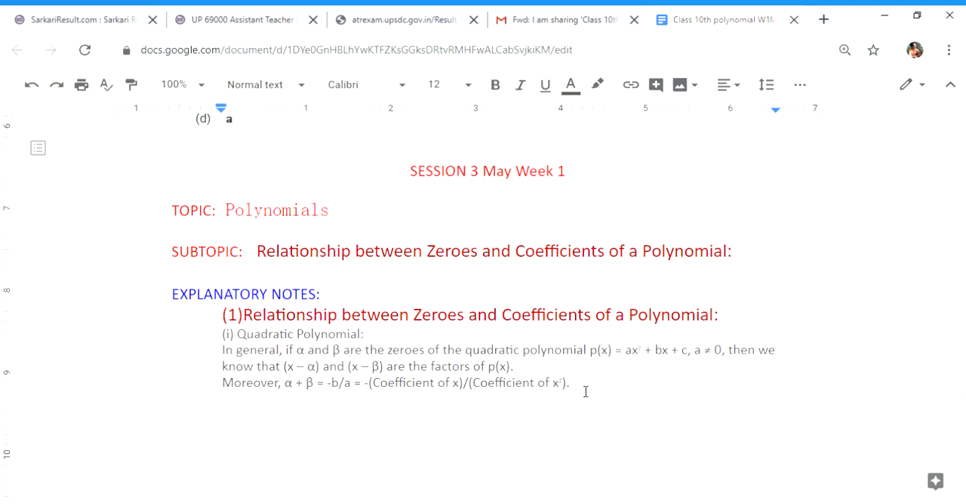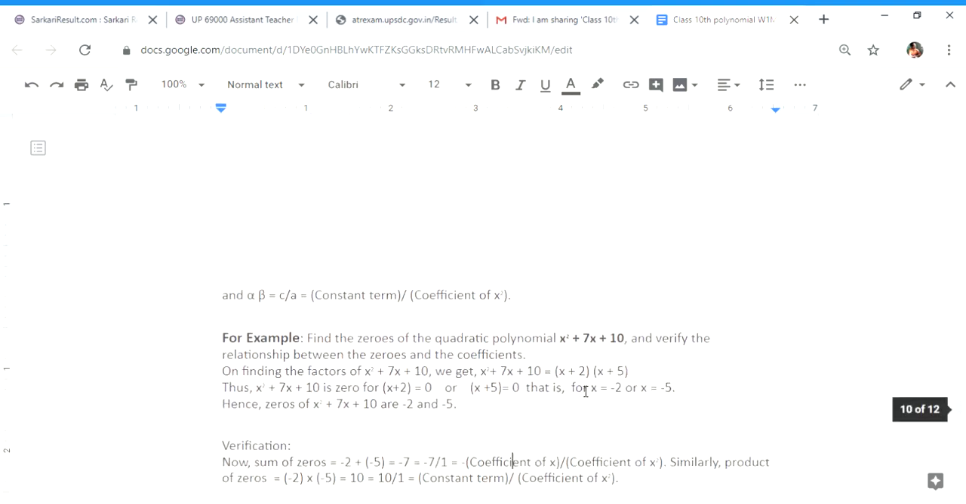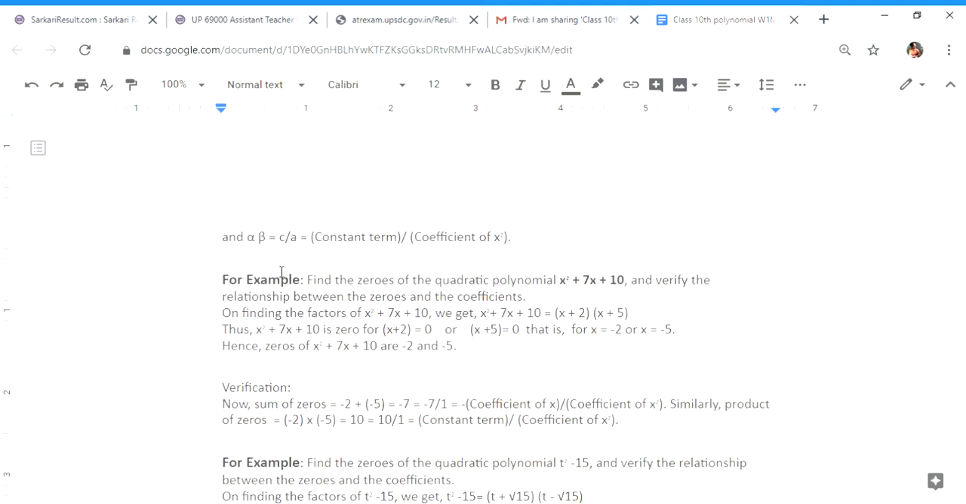Similarly, we can obtain a formula for the product of zeros of a quadratic polynomial. The product of zeros of a quadratic polynomial is c upon a, where c is the constant term and a is the coefficient of x square. Let us take an example. We have to find zeros of this quadratic polynomial and verify the relationship between the zeros and its coefficients.